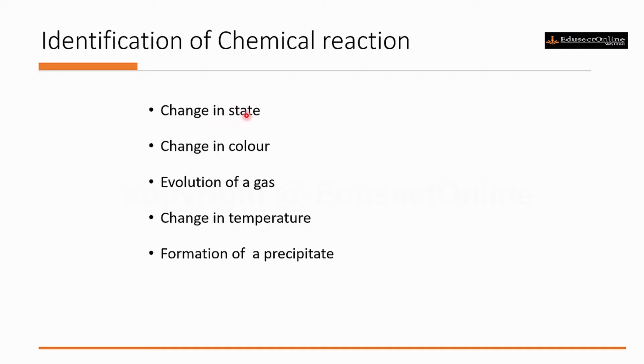Change in state means the change in physical state. That means solid changes to liquid or liquid changes to gas, like that. Change in color means the color of the substance can change before and after a chemical reaction. Evolution of a gas means the formation of gas can also be seen in a chemical reaction. Change in temperature, the temperature can also change in a chemical reaction. Formation of a precipitate. Precipitate means it is an insoluble substance formed in a solution. So all these observations will help us to determine the chemical reaction.